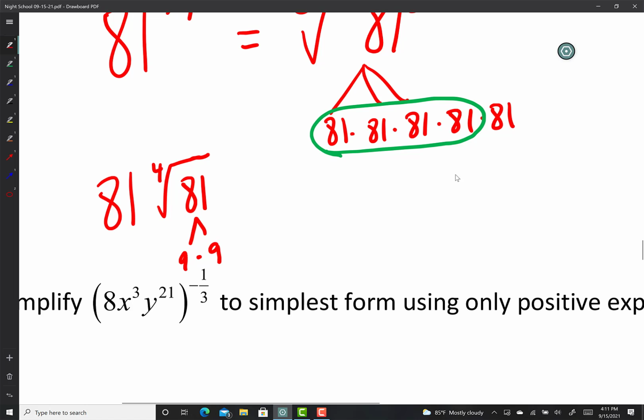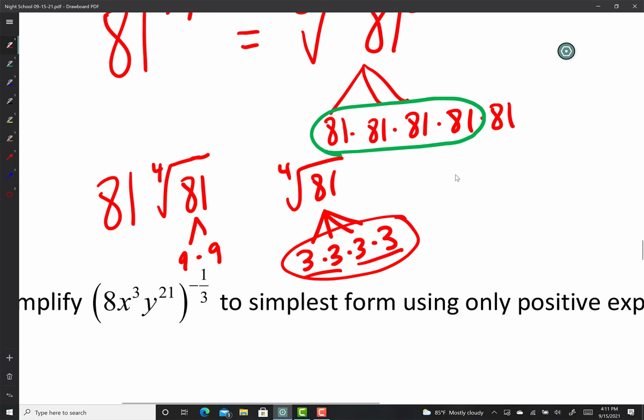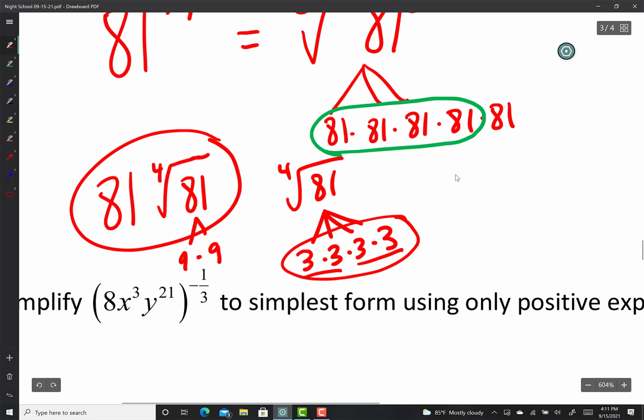So check it out. This, the fourth root of 81, is the same thing as saying 3 times 3 times 3 times 3. Do you guys see that? Because 3 times 3 is 9, and then 3 times 3 is another 9. And are there 4 3s right there? So that means this whole shebang is nothing more than 81 times 3.